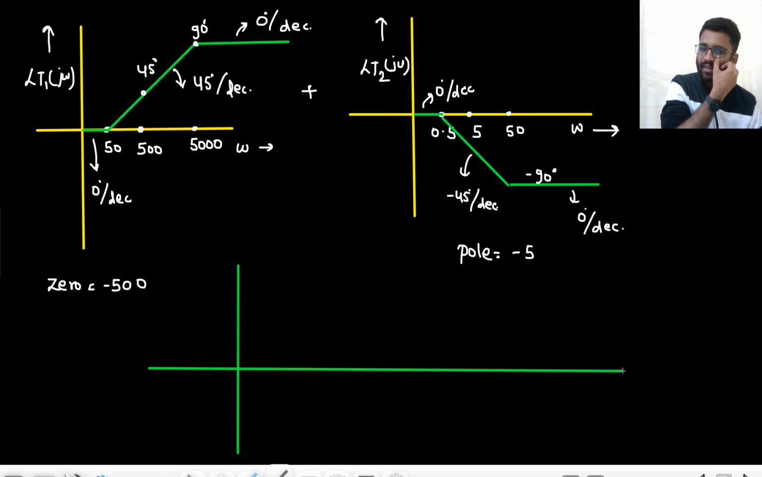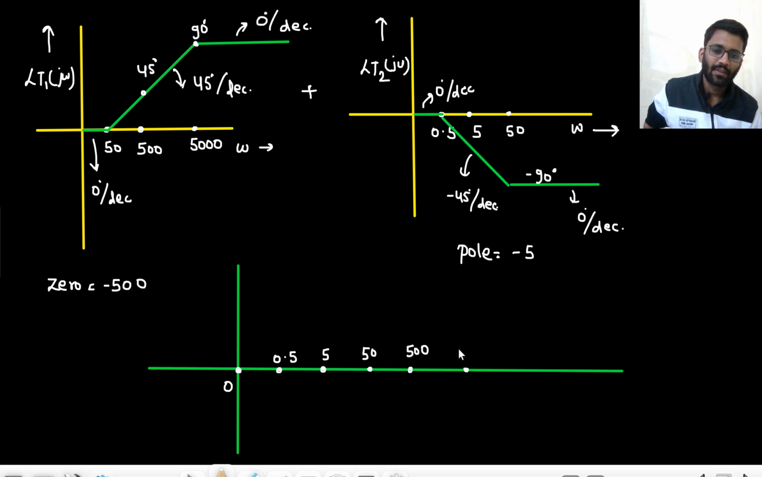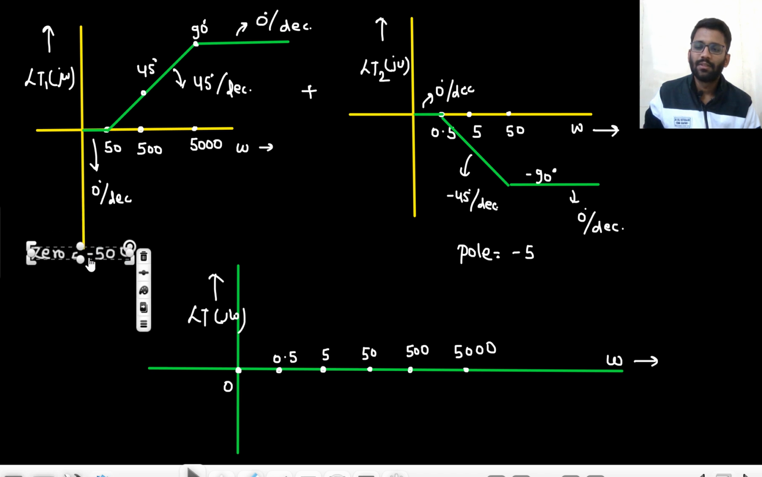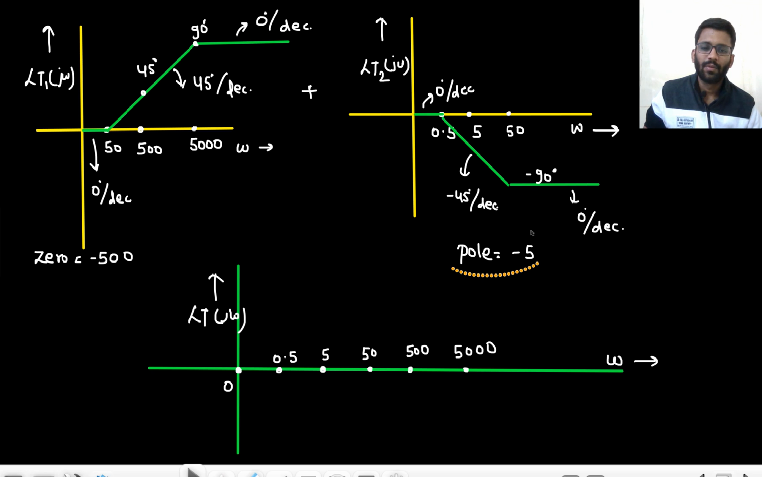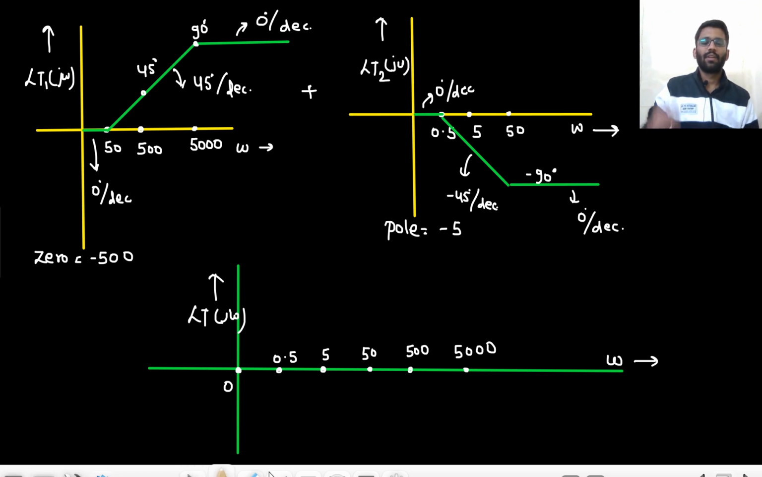Whatever the points are, I will write down those points. Starting from 0, the next point is 0.5, then 5, then 50, then 500 and 5000. All will be at equal spacing, delta, delta, delta, because this is a log scale, 10 times, 10 times, 10 times. These are the values of omega, and this is T of j omega. This zero was for this, so it should be near this, and this pole was for this, so it should be near this.